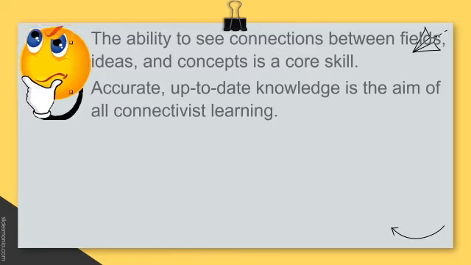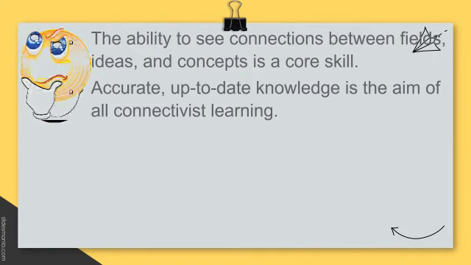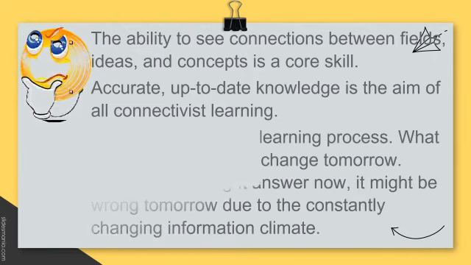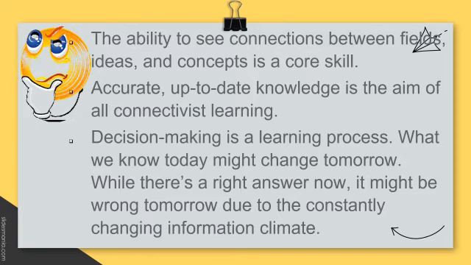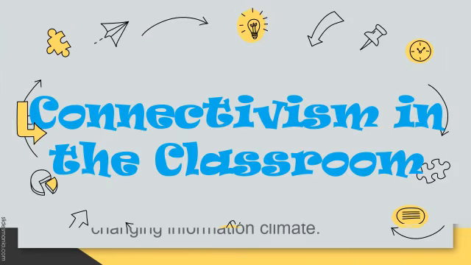And also, according to Siemens and Downs, accurate, up-to-date knowledge is the aim of all connectivist learning. And finally, decision making is a learning process. So what we know today might change tomorrow. While there is a right answer now, it might be wrong tomorrow due to the constantly changing information climate.